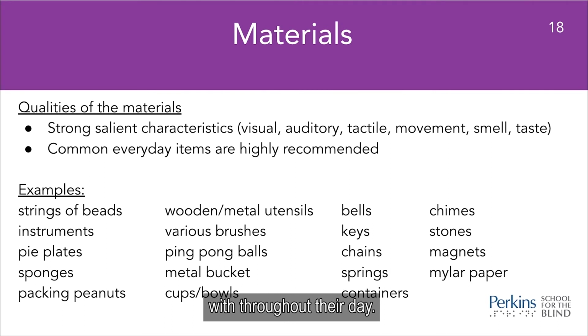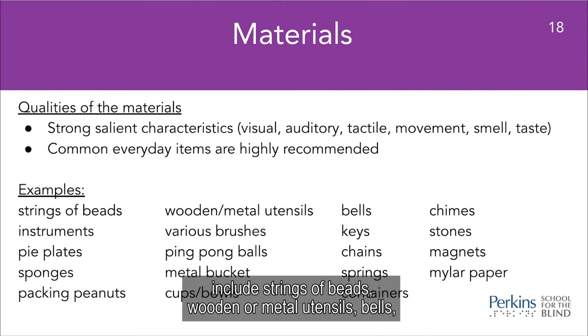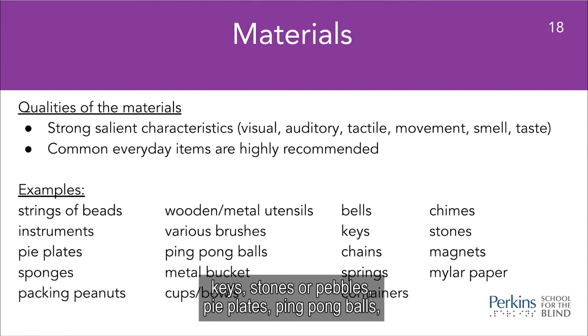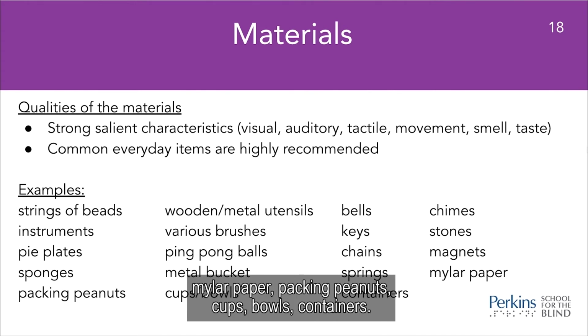Some examples of these types of materials include strings of beads, wooden or metal utensils, bells, chimes, instruments, various kinds of brushes, hair brushes, toothbrushes, scrub brushes, keys, stones or pebbles, pie plates, ping pong balls, chains, magnets, sponges, a metal bucket, springs, mylar paper, packing peanuts, cups, bowls, containers.